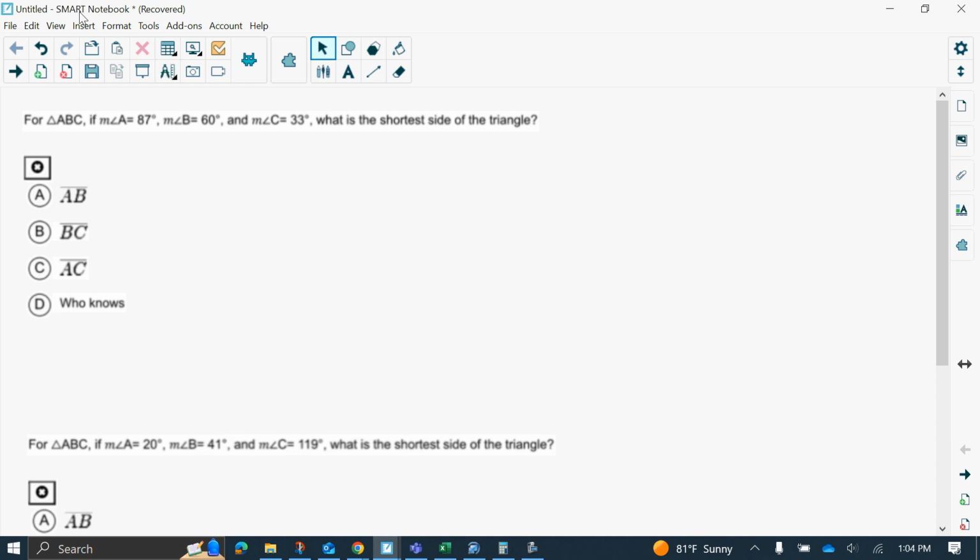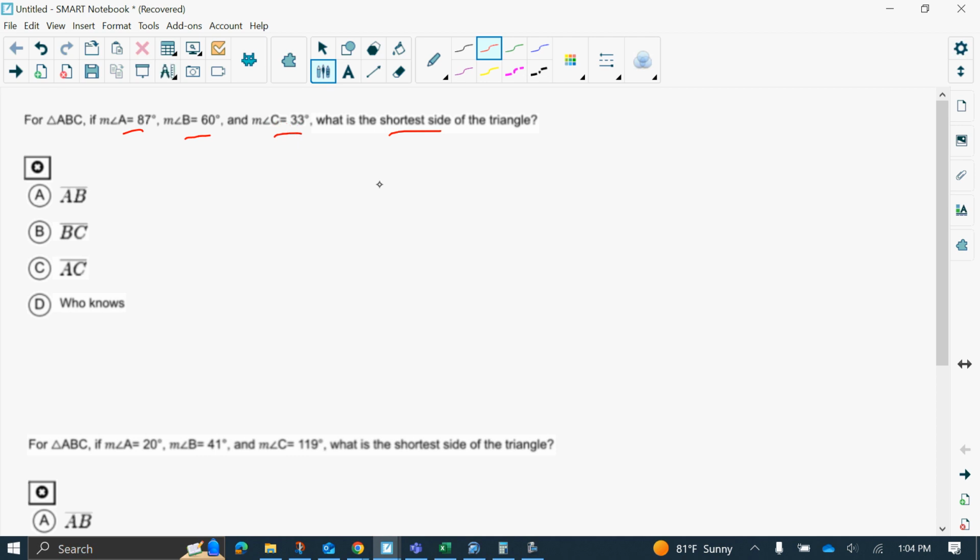This is for the Unit 4 review. So, questions like these. We're looking at these angles, and we have to remember that the shortest side is always across from the smallest angle. So, angle C is our smallest angle.